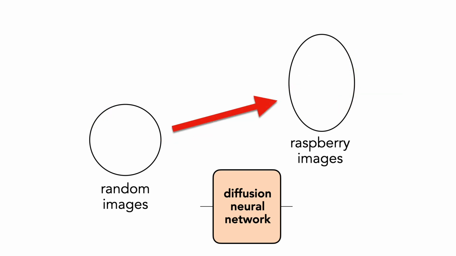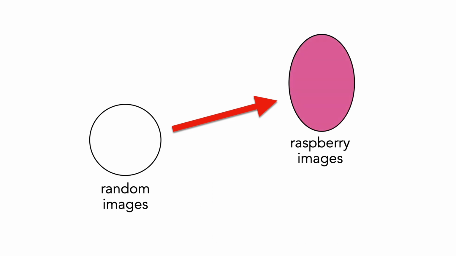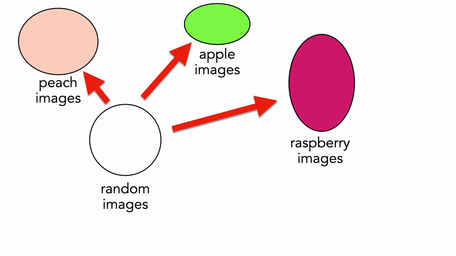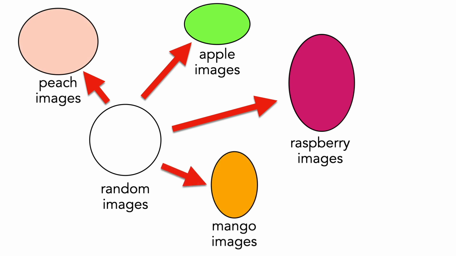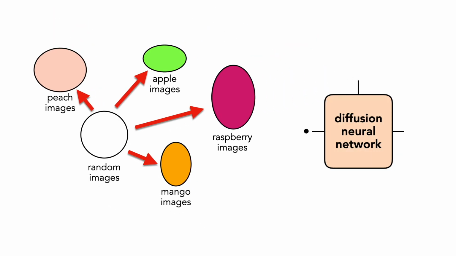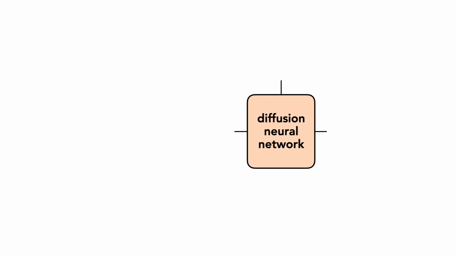Great! Now we have a neural network that can help us generate raspberry images. But what if we want apples? Or peaches, or mangoes? We could train a different diffusion network for each of these, but there's a better solution. Let's train a single diffusion network that takes the name of the fruit as input. So if we specify apple, it gives us this vector, but mango outputs a different vector. This is called conditioning the network. What we really want is to condition on phrases or sentences.